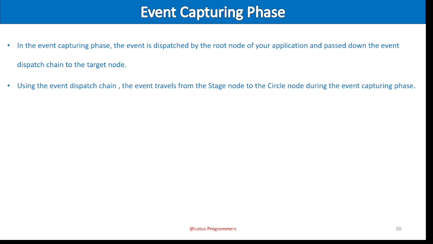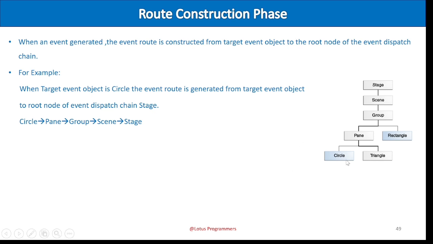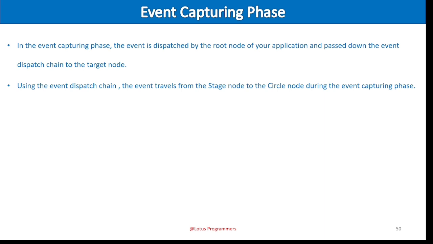So in the respective path, from the stage to the circle, or from the stage to the triangle, if any node is registered with event handlers, the appropriate event handling method is called on behalf of that particular object.